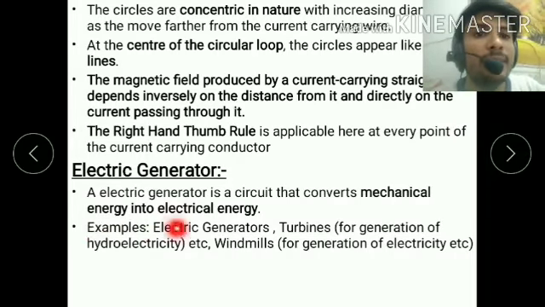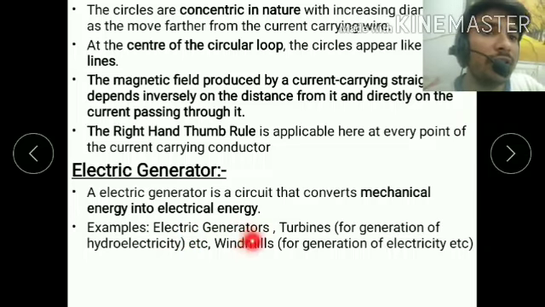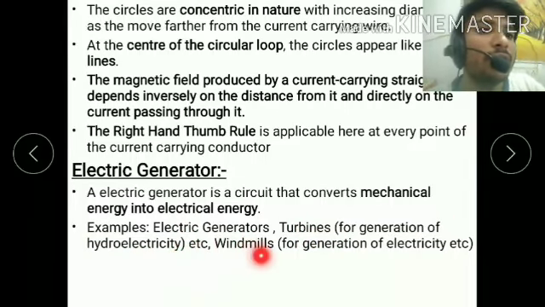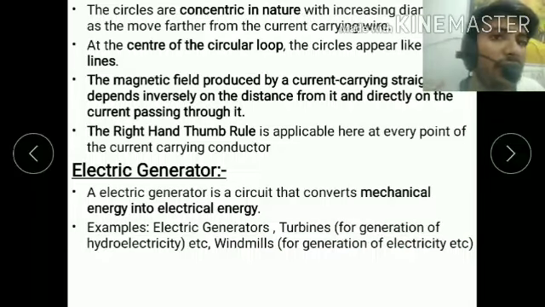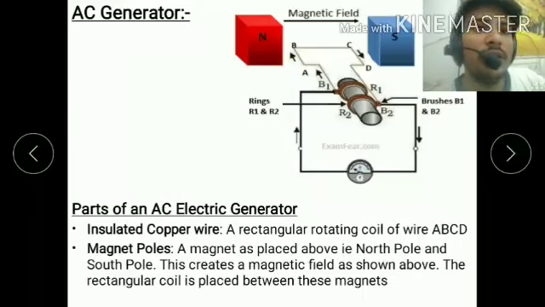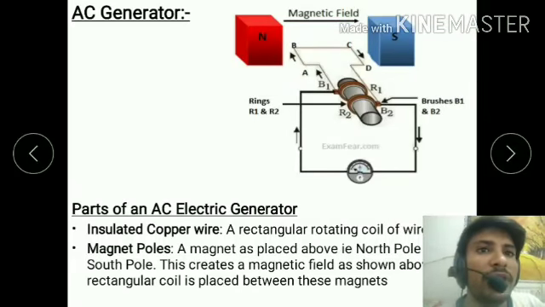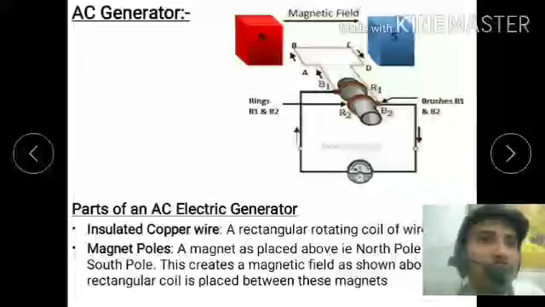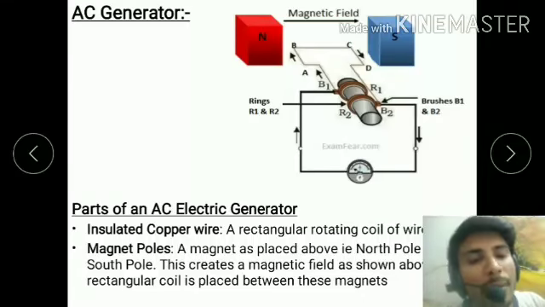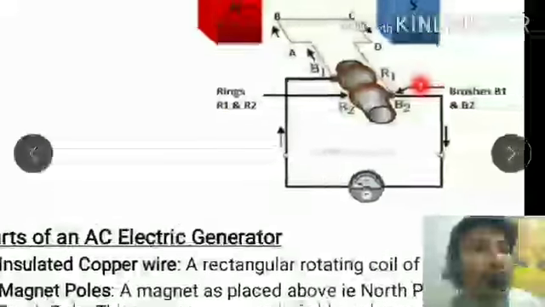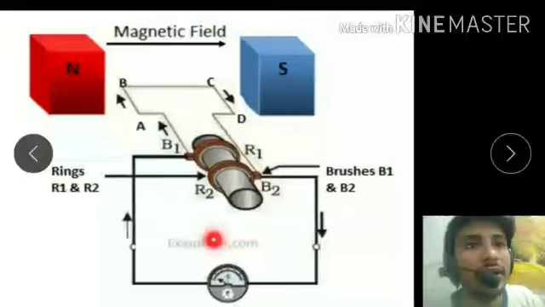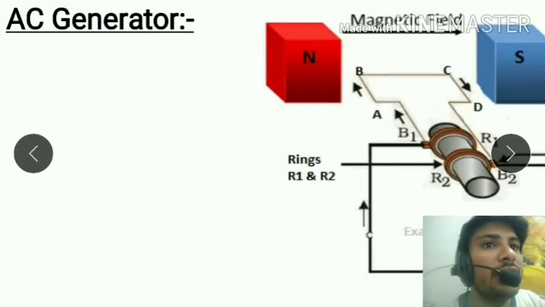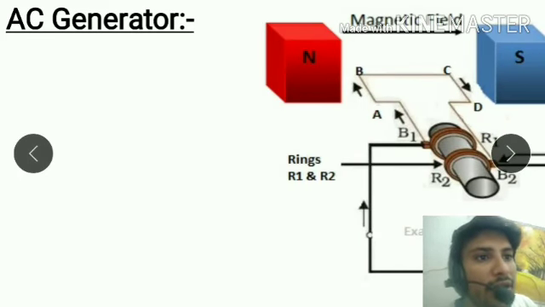Okay, now examples are electric generator, turbines for generation of hydroelectricity, windmills for generation of electricity. These are the generators. Now we have two terms, AC generator and DC generator. First, see AC generator. Look at the diagram. You have to draw this diagram in your notebook and understand very well what is AC generator. AC means alternate current generator, and DC means direct current generator.